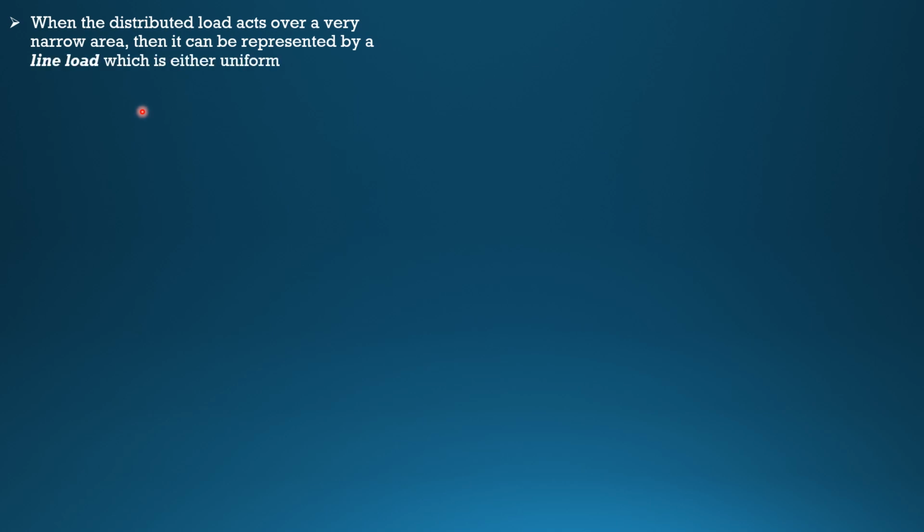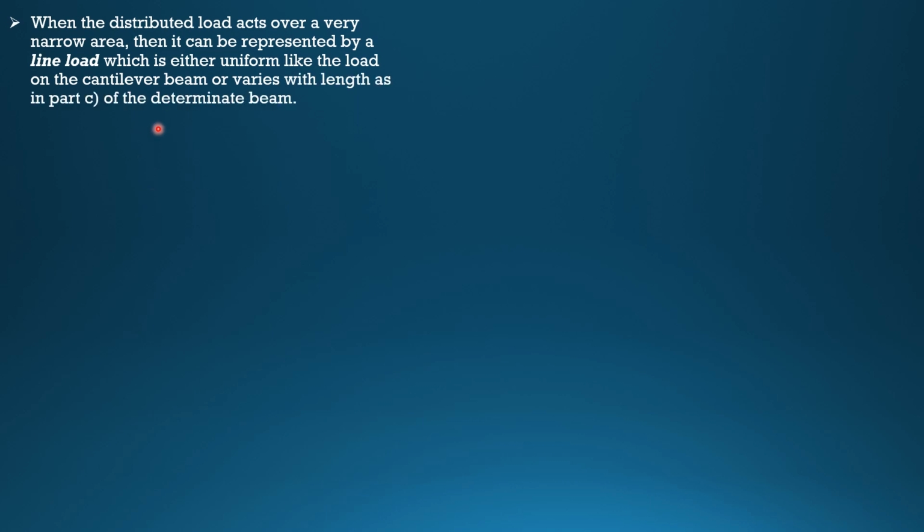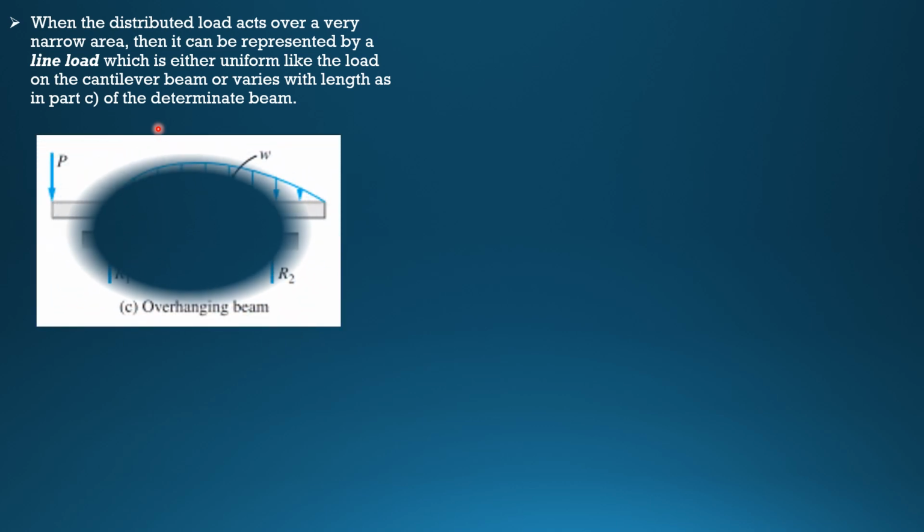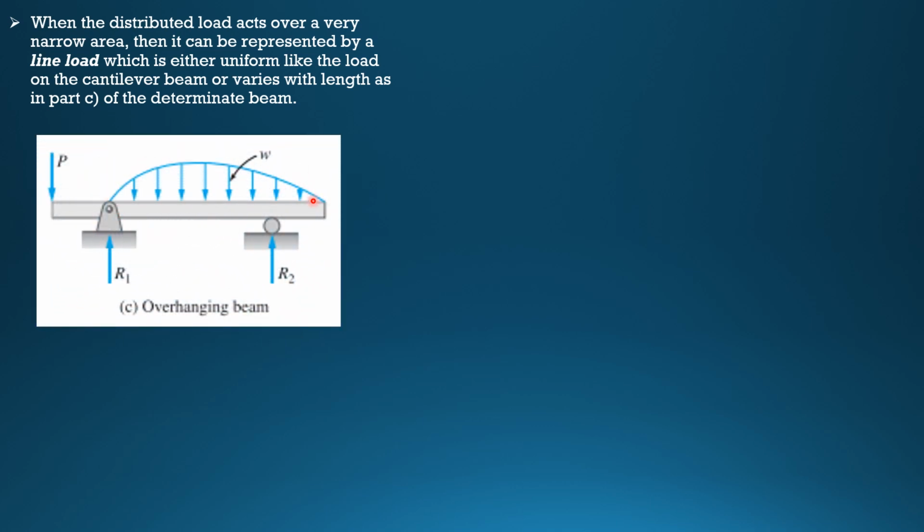So when the distributed load acts over a very narrow area, then it can be represented by a line load, which is either uniform like the load on the cantilever beam, or varies with length as in part C of the determinate beam, which I already explained in the preceding slide. So this is a line load that varies with length.